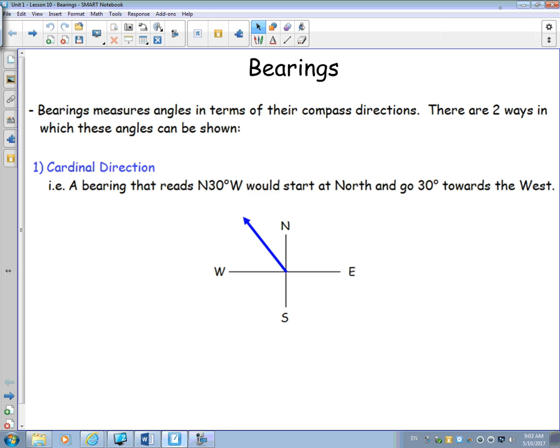In this lesson, we're going to examine one last application of trigonometry. We're going to look at something we call bearings. Bearings are really an application that involves geography. They relate to compasses. So there are two different ways we can measure bearings.